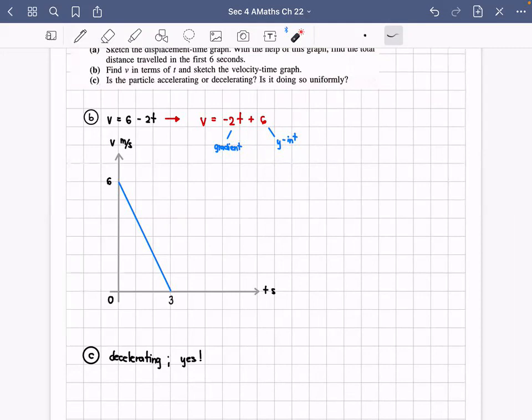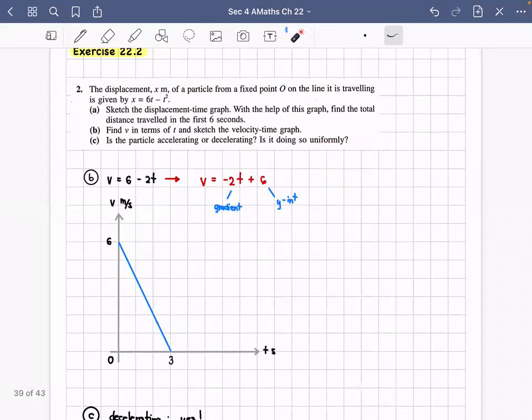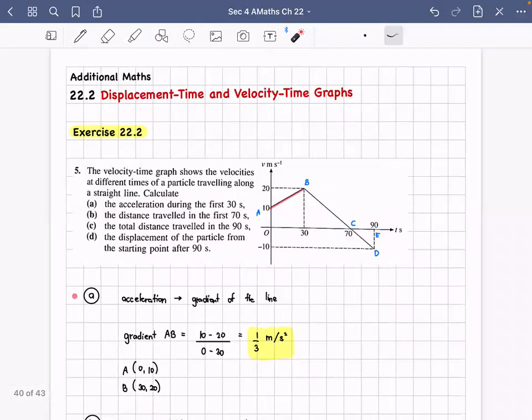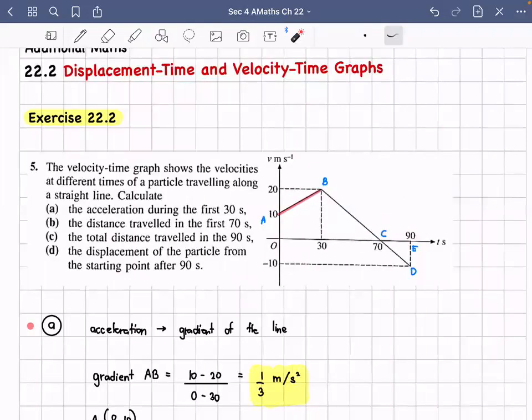And then for your last example today, let's go right away to number 5. Now number 5, we don't have to sketch this, so there's a sketch right away. The velocity-time graph shows the velocities at different times of a particle traveling along a straight line. Let's calculate letter A, the acceleration during the first 30 seconds.